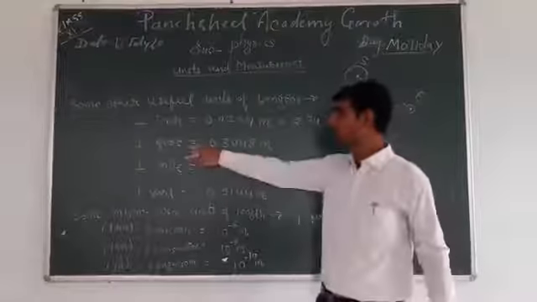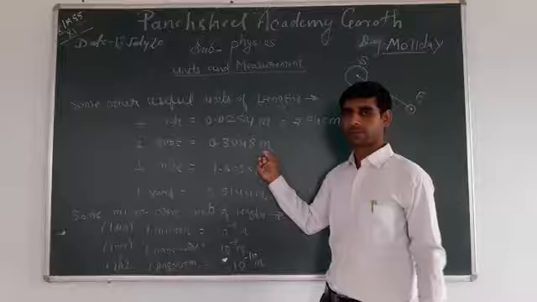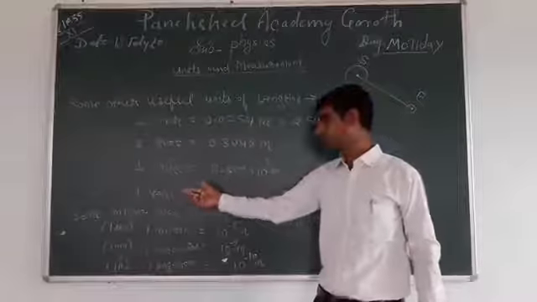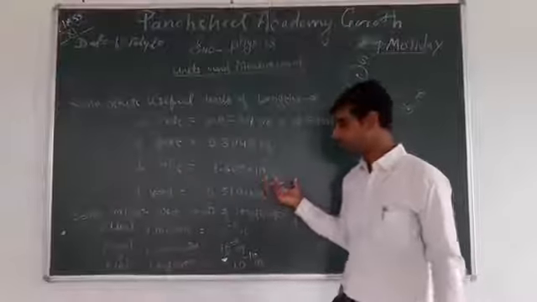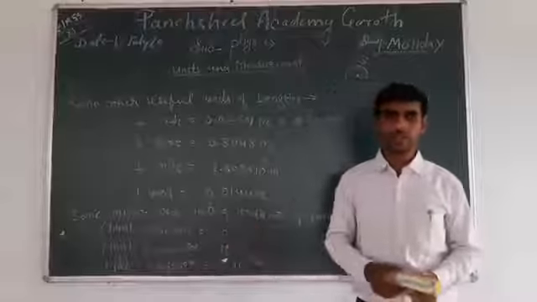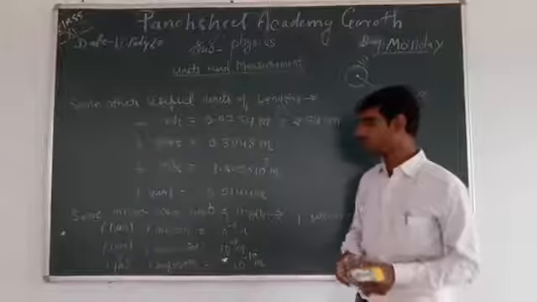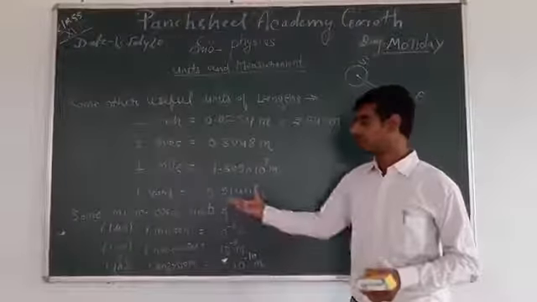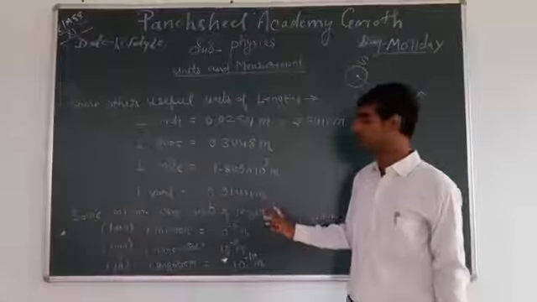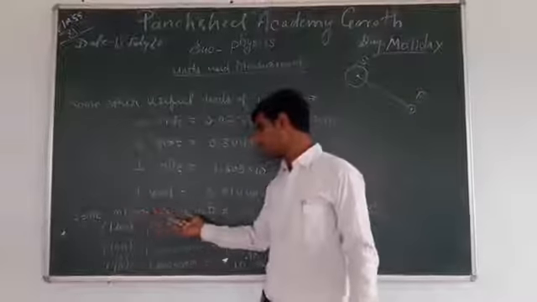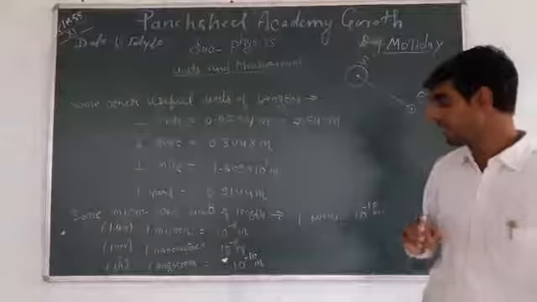Okay, 1 foot equivalent to 0.3048 meter. Okay, 1 mile means 1.609 × 10^3 meter. 1 mile distance is generally used to measure the distance between two stations or for the measurement of road. 1 yard equal to 0.9144 meter.